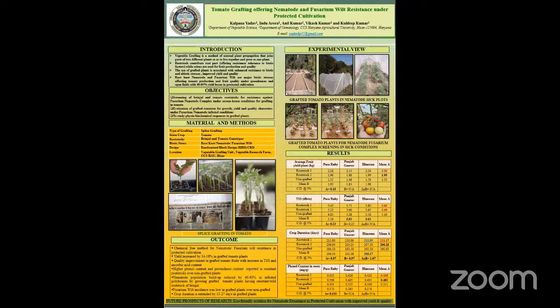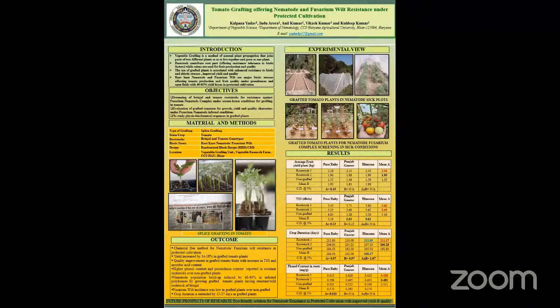So, as we know, root knot nematodes and fusarium wilt are major biotic stresses that affect tomato production and fruit quality under greenhouses as well as in open fields and cause up to 40 to 60% losses. So to combat these stresses without the use of chemicals, we have planned the research work using vegetable grafting.